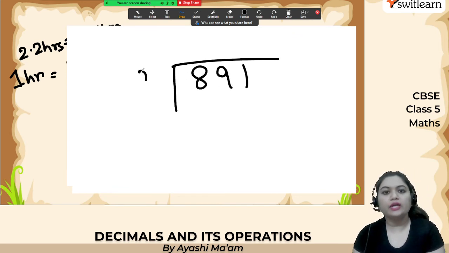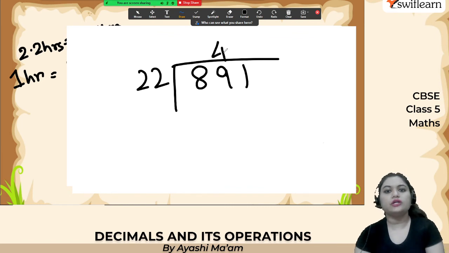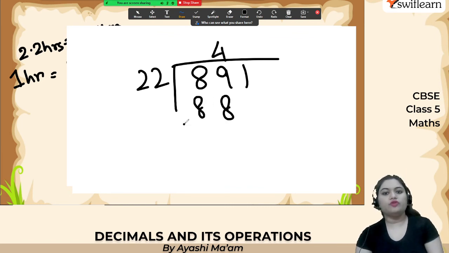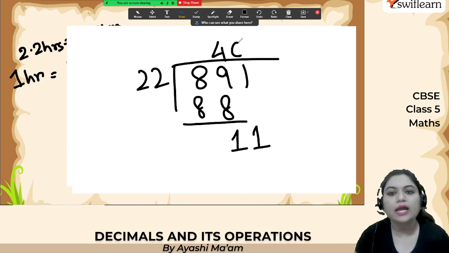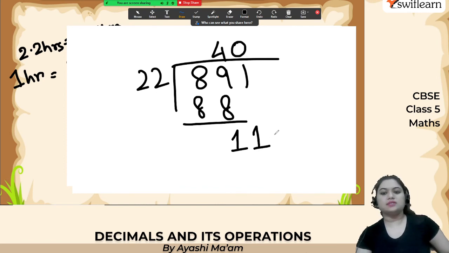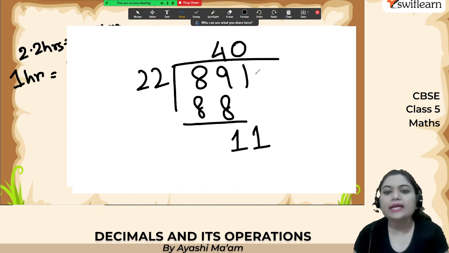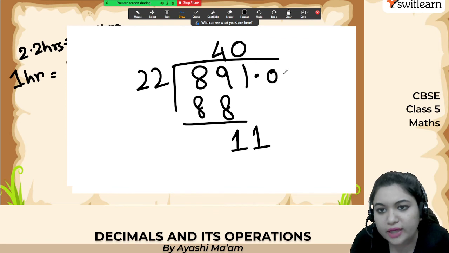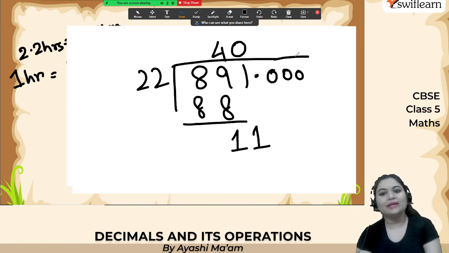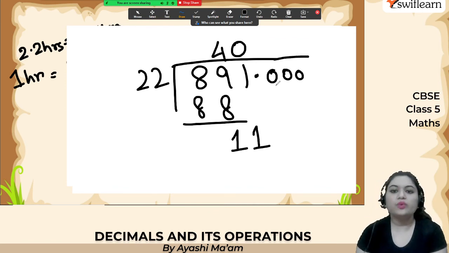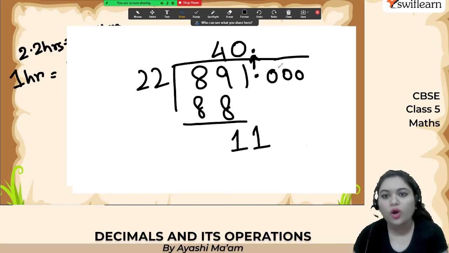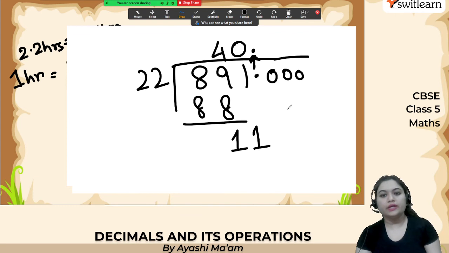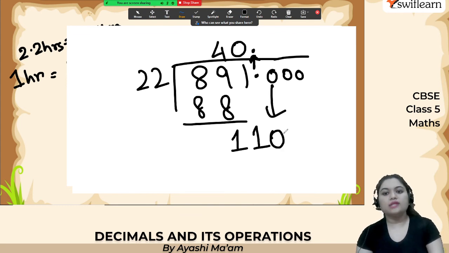891 divided by 22. So first you can go 4 times. 4 times it's going to give you 88, then 1 and 1. Now definitely 11 is smaller than 22, not divisible. So we can put a 0 over here because this is not divisible. There is a decimal point after here and there are zeros also, right? So we can put the decimal point over here, because the whole number part is already over, and we can bring down 10 simply.